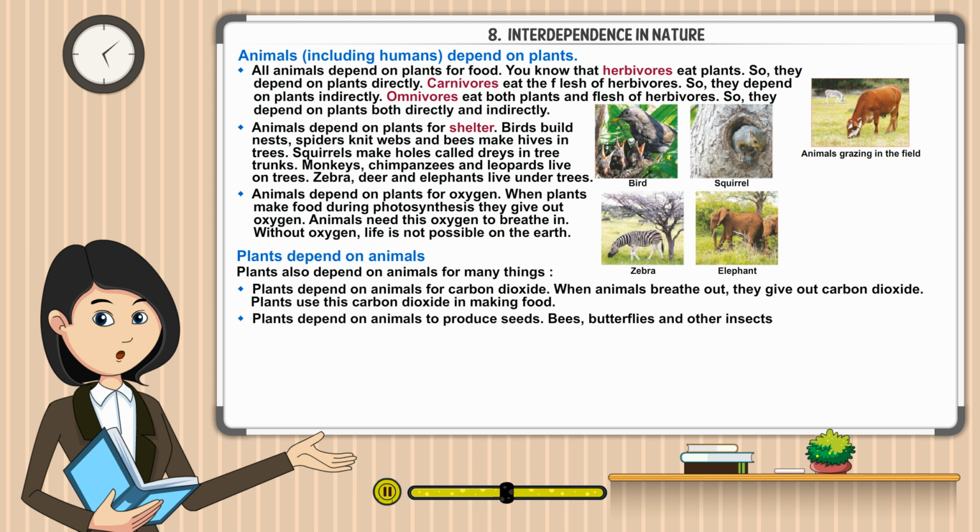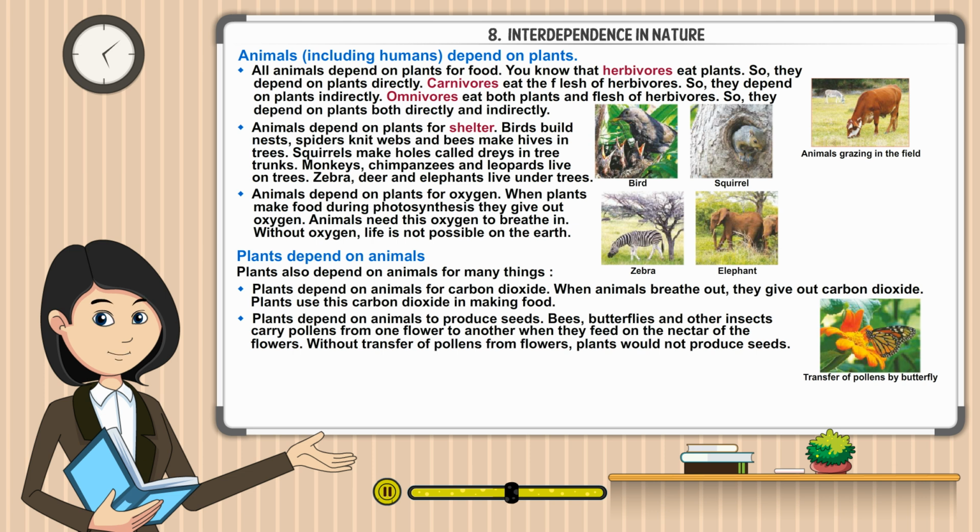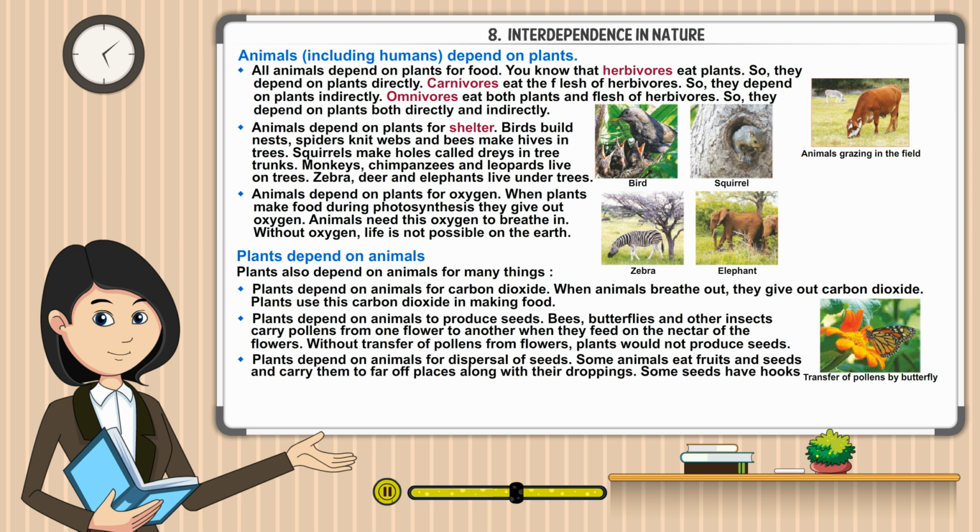Plants depend on animals to produce seeds. Bees, butterflies, and other insects carry pollens from one flower to another when they feed on the nectar of the flowers. Without transfer of pollens from flowers, plants would not produce seeds. Plants depend on animals for dispersal of seeds. Some animals eat fruits and seeds and carry them to far-off places along with their droppings. Some seeds have hooks and spines that cling in the fur of animals and reach far-off places.